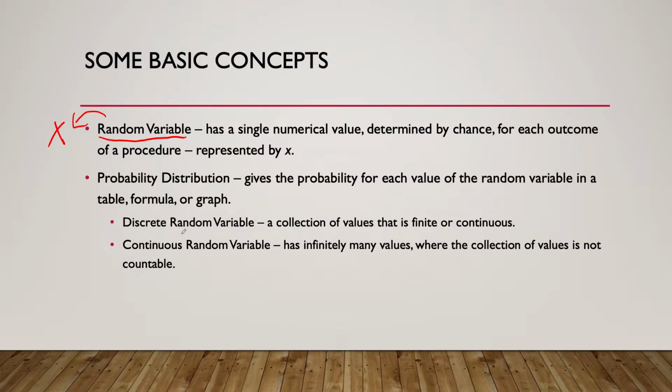A discrete random variable specifically is a collection of values that is finite. Or it can be a continuous one that does not end. A continuous random variable has infinitely many values where the collection of values is not countable.